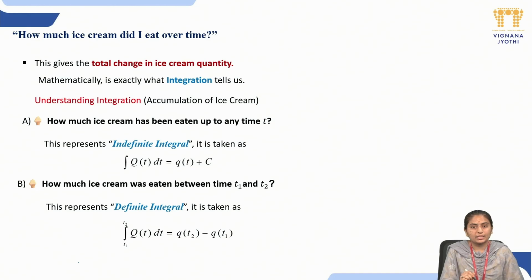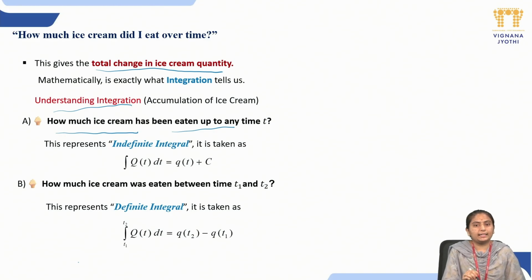And next, how much ice cream did I eat over time? This one also we can represent mathematically. This gives the total change in ice cream quantity, which we can calculate by integration. So here, understanding integration means accumulation of ice cream, which will be calculated in two ways in our integration concept. If we think in a general perspective, how much ice cream has been eaten up to any time, there is no stipulated time period.